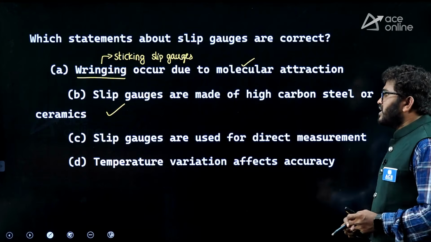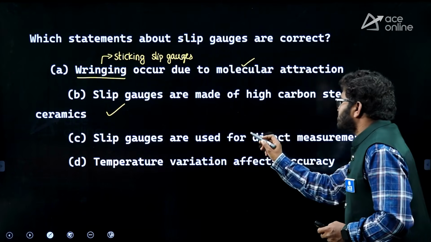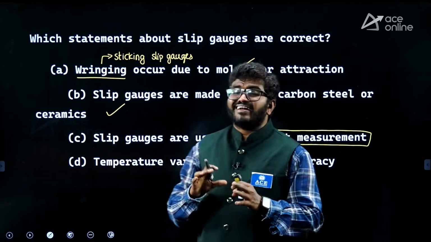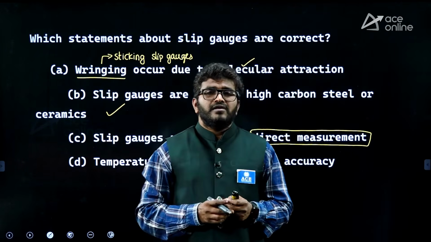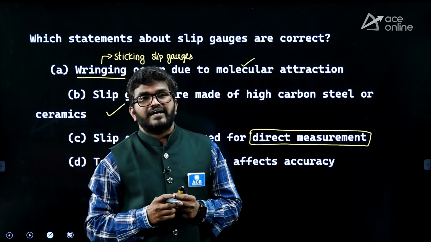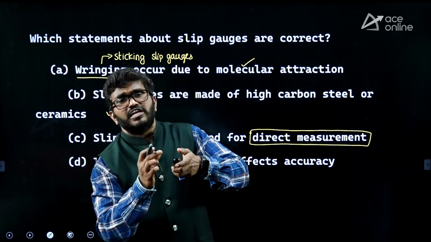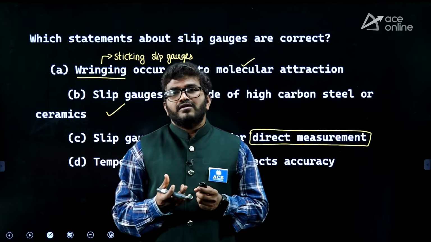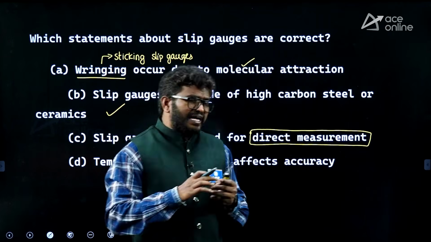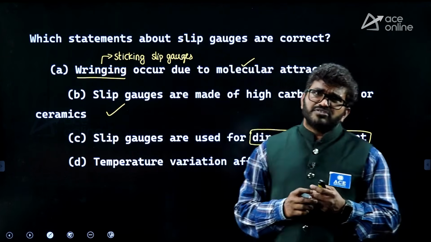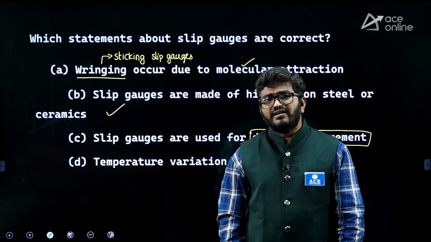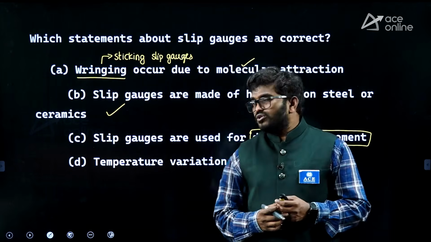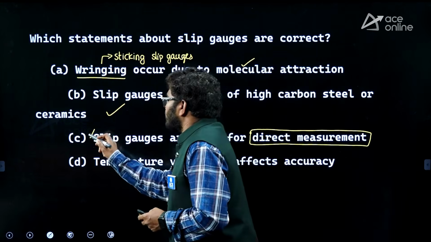Third one, slip gauges are used for direct measurement. First of all, recall direct measurement equipment: vernier calipers, where you can directly measure the length and the diameter; screw gauge, micrometer, all these we can measure directly. But will you measure directly using slip gauges? You can't. That is an indirect approach. So this is not correct.